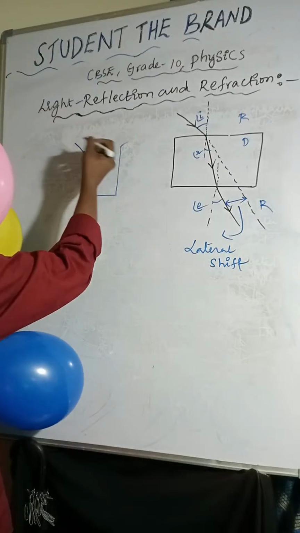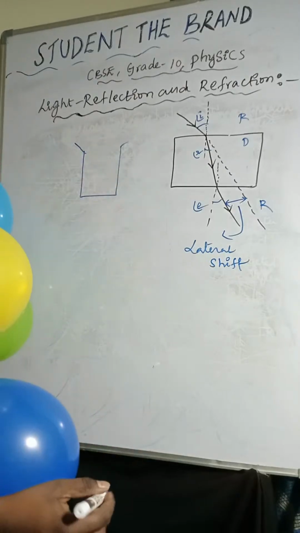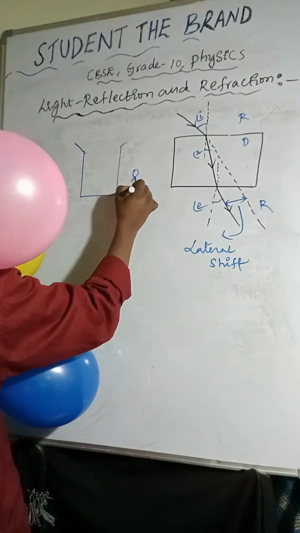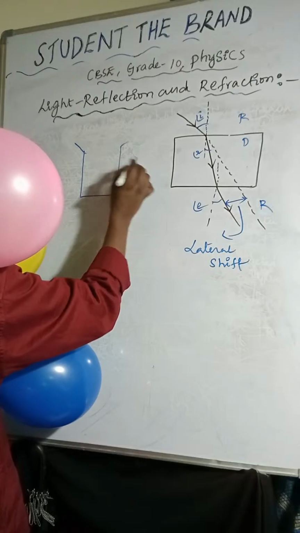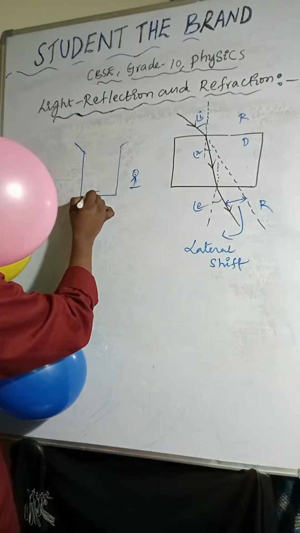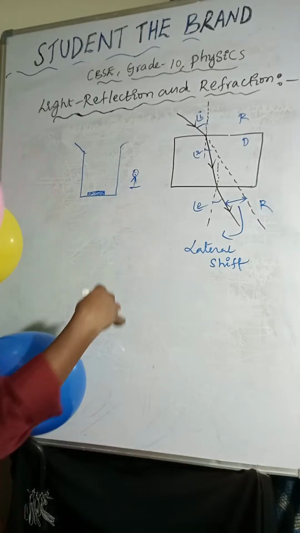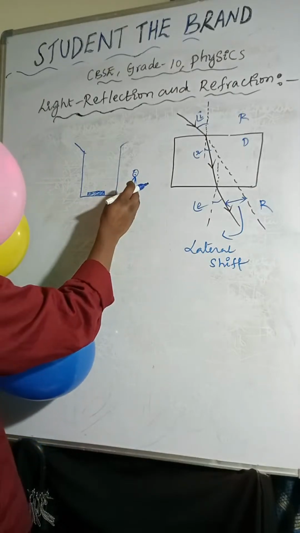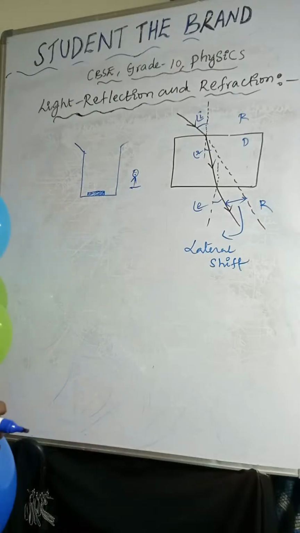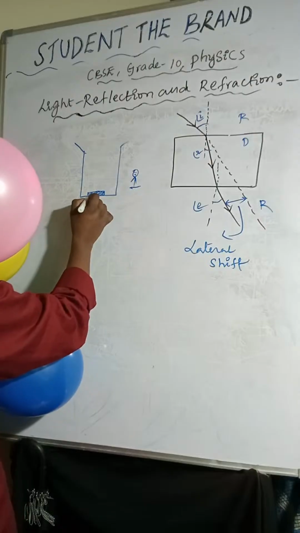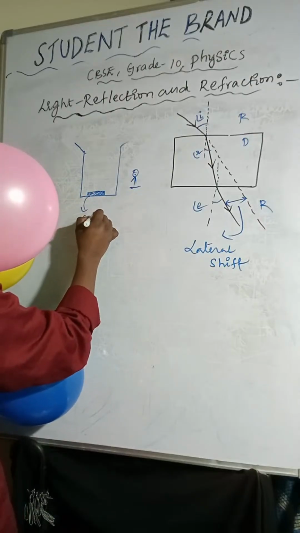Suppose you take a beaker or glass, and here a person is standing. I place the coin at the bottom of the beaker. From this position, he can't see the coin. This is the coin.